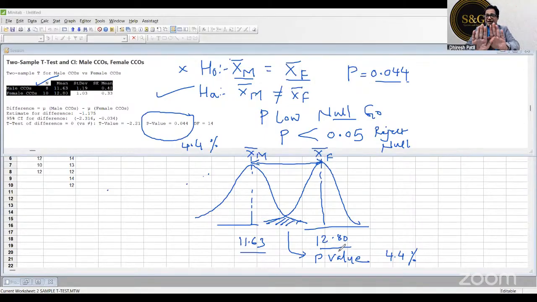Now let's make it even further. Now male is 11.6, female is almost let's say 13 or 12.8 in this case. Now it has gone even further away, the averages of both these distributions. The moment it crosses the 5% overlap, the statistics declares that there is a statistical significant difference between these two distributions or these two averages. Clear now?